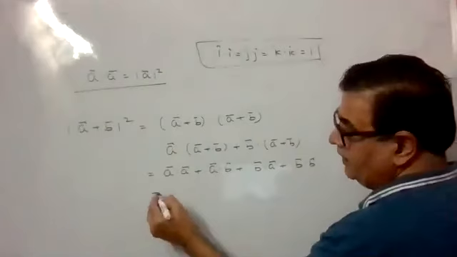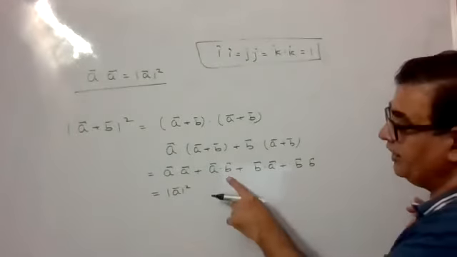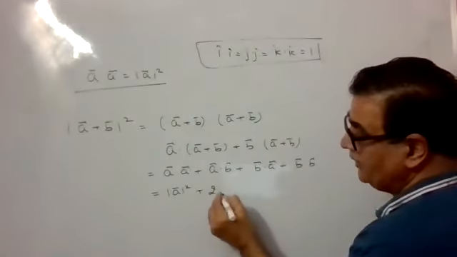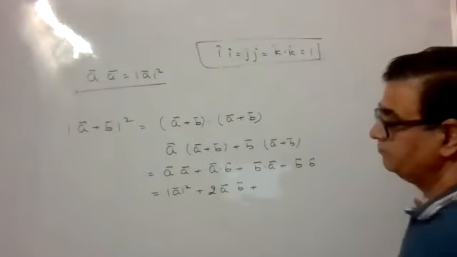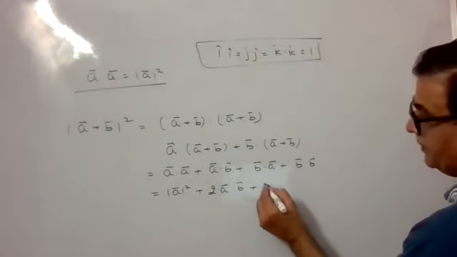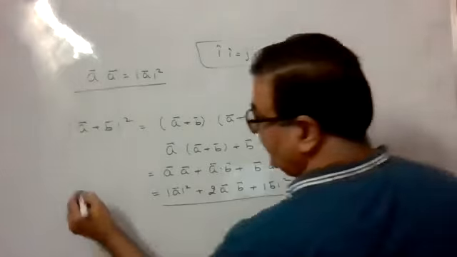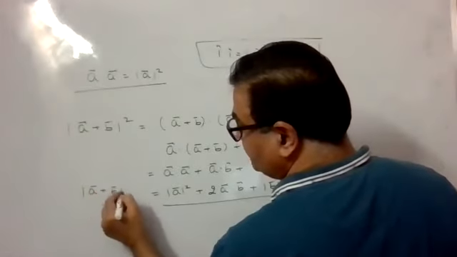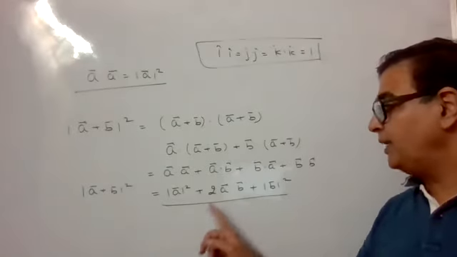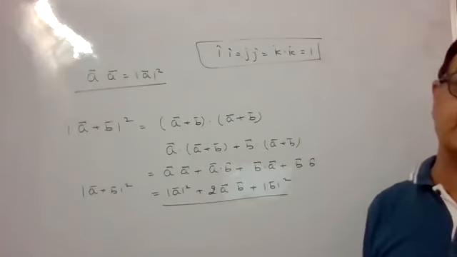A dot A we have already done, this is magnitude of A square. By the commutative property, A dot B and B dot A are the same, so I can write this as twice A dot B. Either you take A dot B or B dot A, they are one and the same thing. And B dot B will be magnitude of B square. So this is the result you should remember. Whenever I say magnitude of A plus B whole square, it will come out as magnitude A square plus magnitude B square plus twice A dot B. Don't say 2AB. It will be twice A dot B whenever vectors are there.